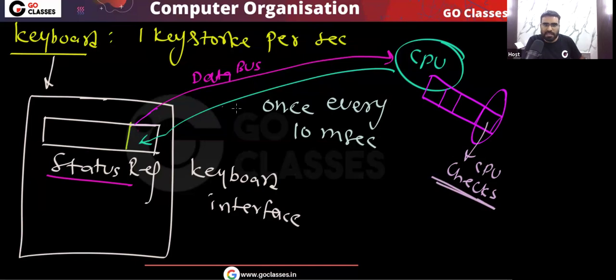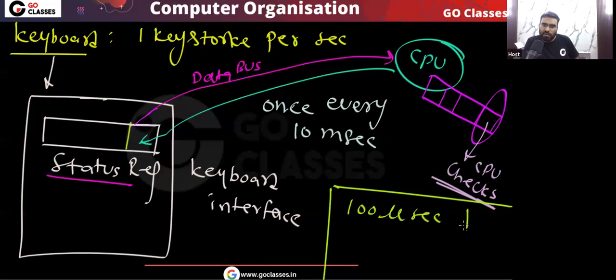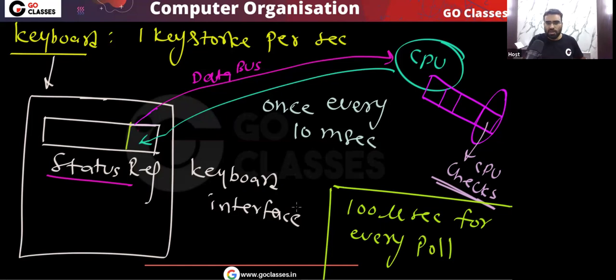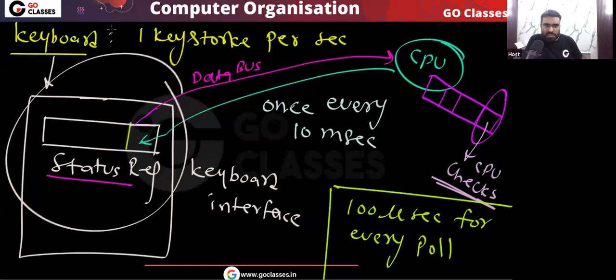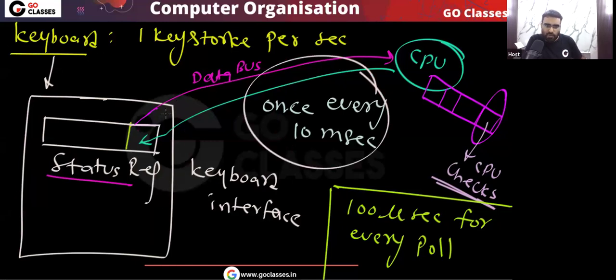So this time is 100 microseconds. The question is saying that for every poll, 100 microseconds will be wasted. Did you understand why? Because the CPU is checking this register every 10 milliseconds. After 10 milliseconds, the CPU will check it, then again after 10 milliseconds, and again after 10 milliseconds.